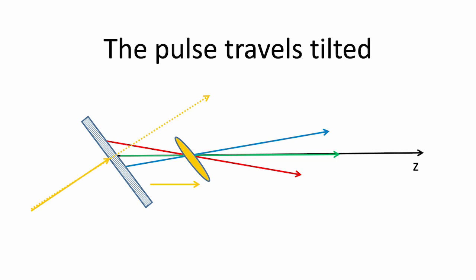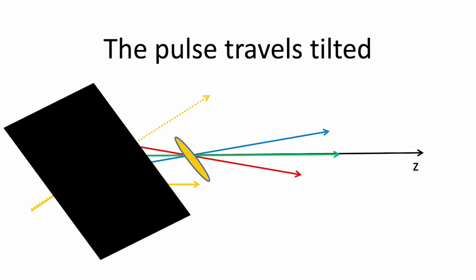So next slide. So we block that part of the drawing and we just look at the angular dispersion. So what you see here is that the pulse travels tilted. And what does this mean regarding the time delay and the time delay dispersion? Let's assume this pulse has to advance. So next slide, please. So you see the pulse advance from one position to another one.